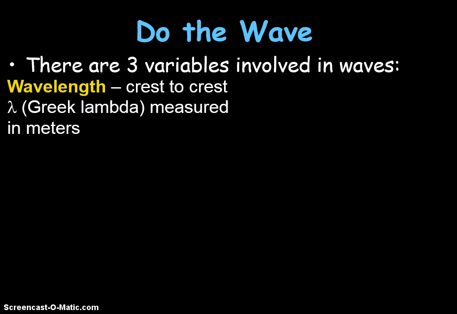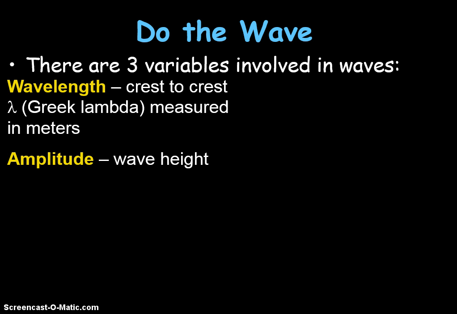However, if it's given to you in something other than meters, you'll have to convert it in order to plug it into the equations that we use, because, for example, the speed of light is in meters per second. So if the wavelength is not in meters, it's not going to correlate with the speed of light, and then your answers are going to be wrong when you do your calculations.